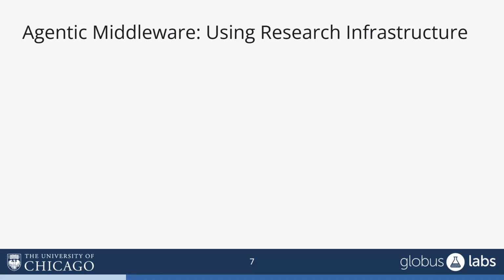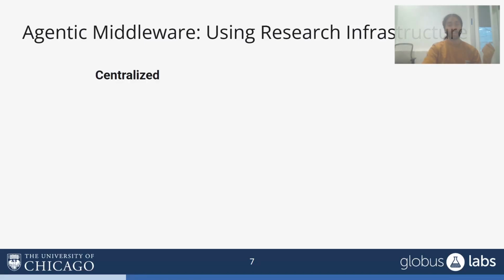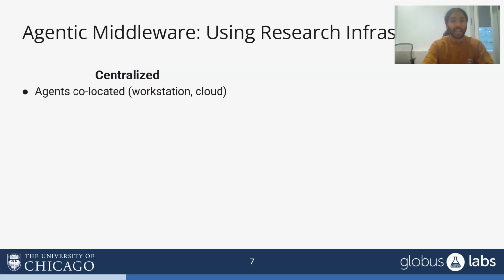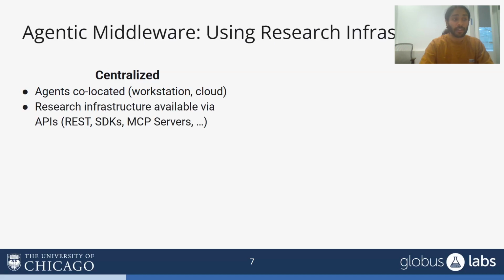So what the design philosophy of Academy really boils down to is that this is trying to advocate for a different way of building these agentic systems. What we typically have is a centralized approach. All of these quote unquote agents are located on a centralized workstation or a cloud node. And in order to use any infrastructure, what are typically called tools are available via APIs, via MCP servers, REST APIs, etc.